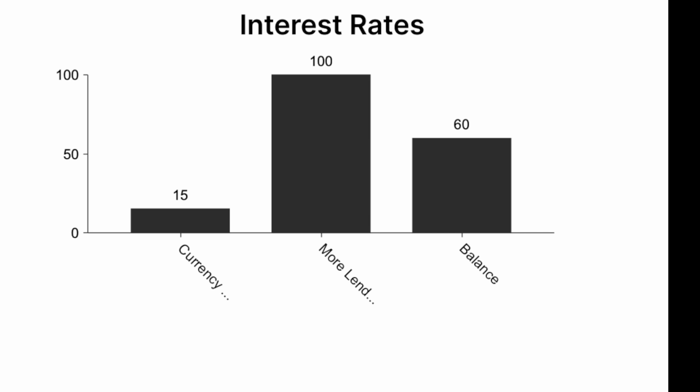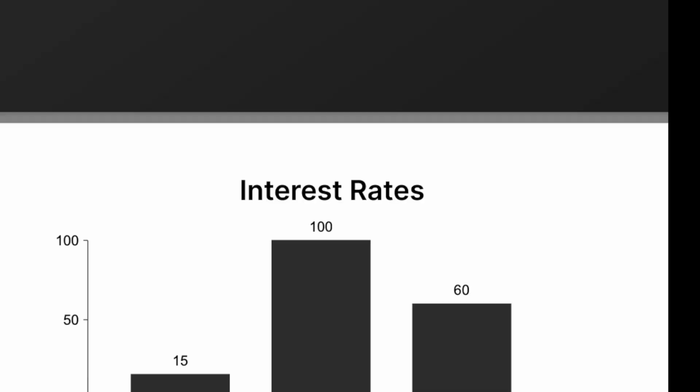I want you to look at this graph that I created. This is an example of interest rates. I have a bar graph. It says currency, 15. It says more lending, 100%. Balance, 60%. What I want to show you is this: when there is more lending in the market. Okay, so I'm going to do my best to break this down as simply as possible.